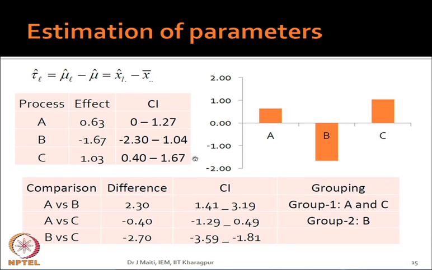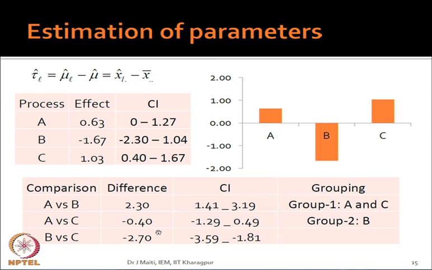Then we will find out the difference in the different population means. So, here first is the point estimate and confidence interval for means, second one is the difference in population effect, and the differences are for A to B, that is 2.30, A to C minus 0.40 and B to C minus 2.70. What are these? These are the mean differences.